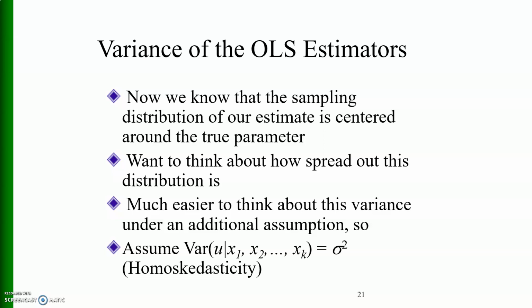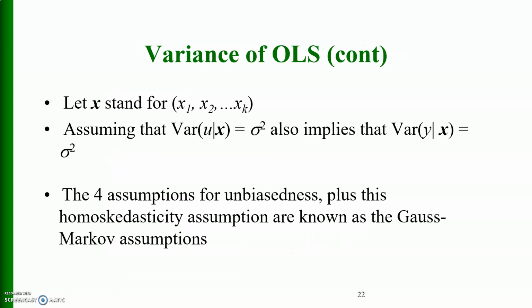Variance of the OLS estimation. We know that the sampling distribution of our estimate is centered around the true parameter. We want to think about how spread out this distribution is. It is much easier to think about this variance under an additional assumption. So we assume variance of u given x1, x2 up to xk is equal to sigma square, and that is the homoskedastic case. Let x stand for x1, x2 up to xk. Assuming that variance of u given x is equal to sigma square, this also implies that variance of y given x is also equal to sigma square.